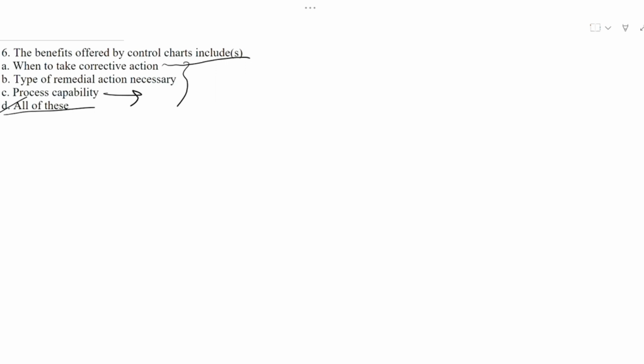when to take corrective action, type of remedial action necessary, and process capability, these all are included in the control chart. Now control charts we have for variables and for attributes. For variables we have measurable characteristics, which can be measured. Attribute systems are non-measurable characteristics like quality, which we cannot quantify. Okay, so by the attributes we can know the number of non-conformities or the fraction of non-conformities or the number of defects in a lot, sample, or a product. That depends on the variations.